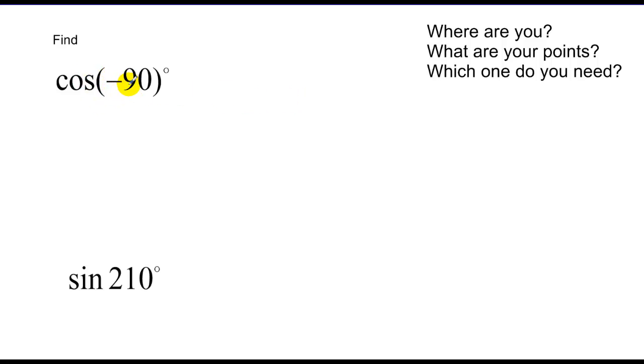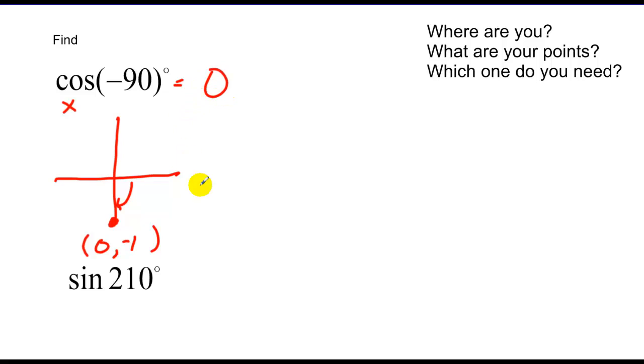So if I'm looking at the cosine of negative 90, I first have to know where I am. Negative 90 degrees puts me right here, rotating clockwise, a quadrantal angle. And at this point, if I'm on a unit circle, I know my x and y values are 0 and negative 1. And the cosine is asking for my x value. So I want to know my x value at that point. My x value is 0, and that is the cosine of negative 90 degrees.